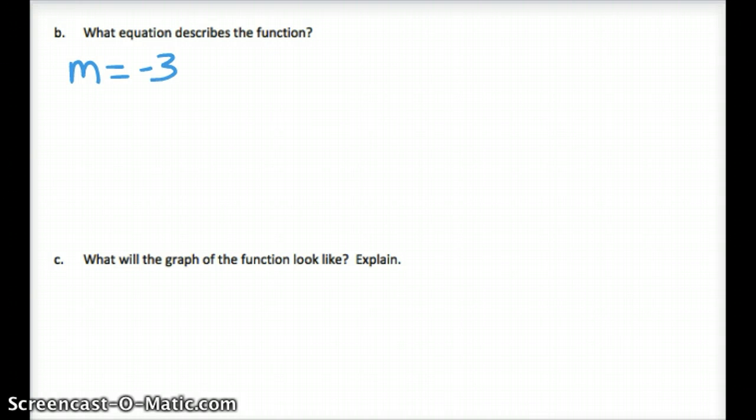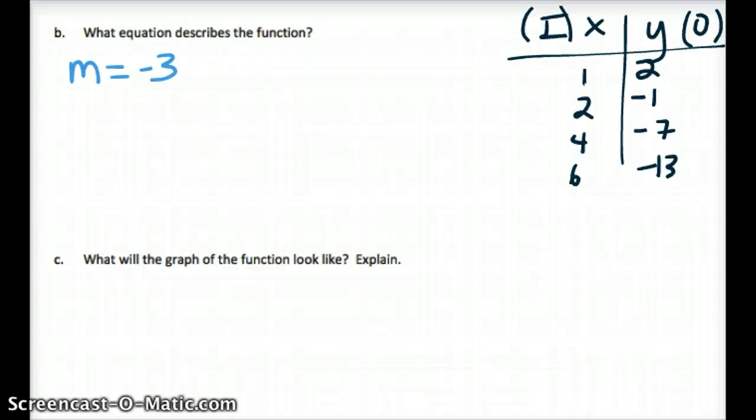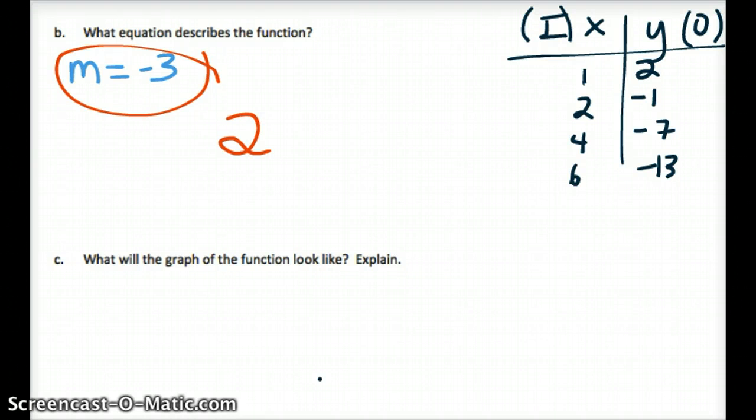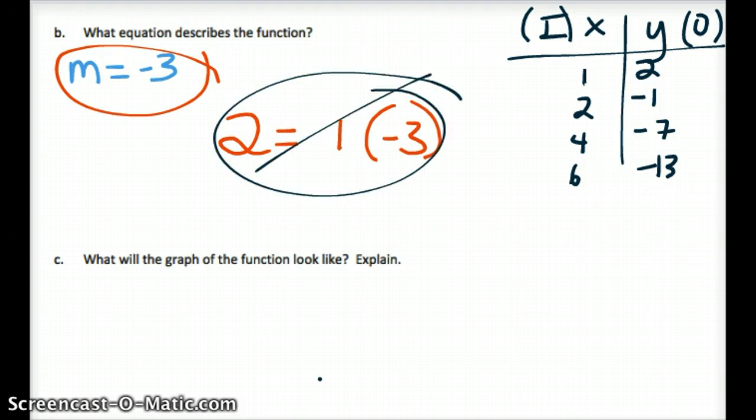What equation describes the function? So my m was negative 3. Okay, I rewrote my values. So finding my change in y over my change in x, I found the slope is negative 3. So now I'm going to test it and see if it works. 2 equals 1 times negative 3. Is that correct? That is not correct. So it doesn't work, so I need to plug in a value for b.